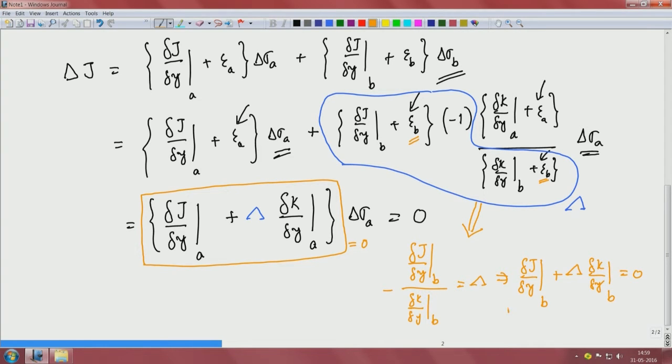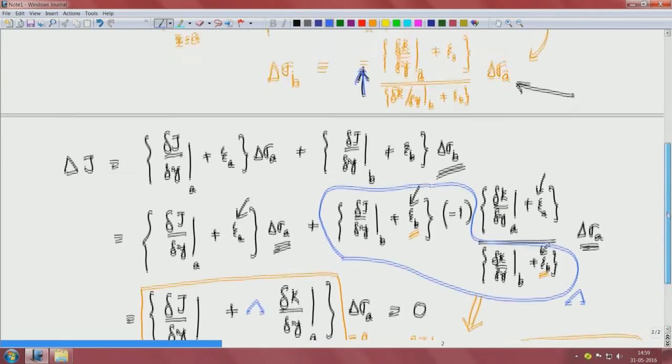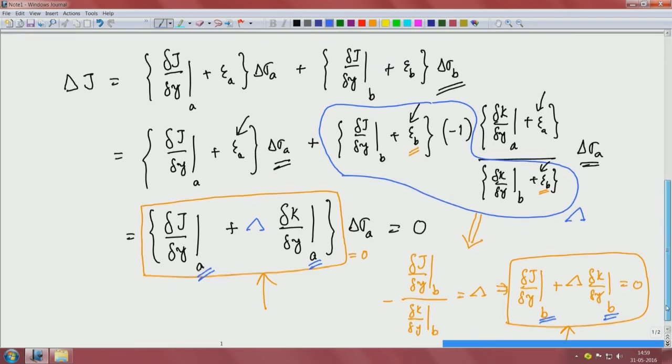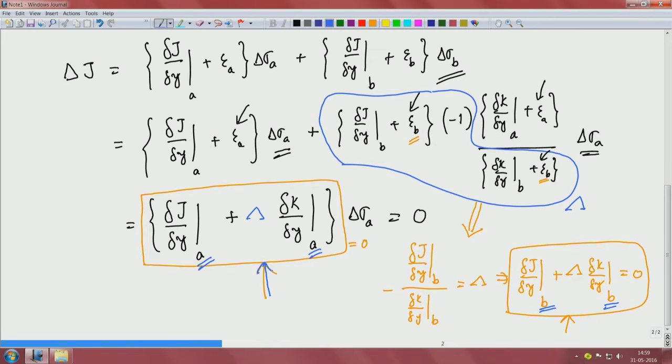So, we got another equation here. We had one equation, and now another equation. If you look at it, they are the same, only this is evaluated at A, and this is evaluated at B. Let us remember that the two points we chose for perturbations are arbitrary. We could have chosen A and B wherever we want. That means that the two equations, equation 1 and equation 2, ought to be valid at every point in the domain from x1 to x2.